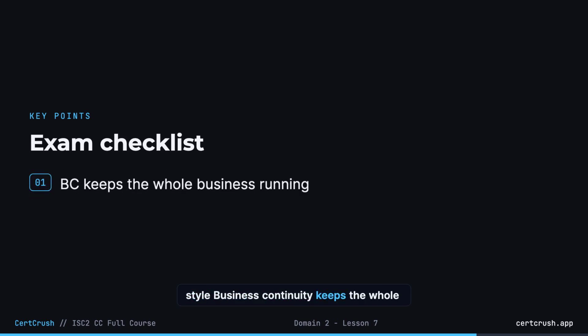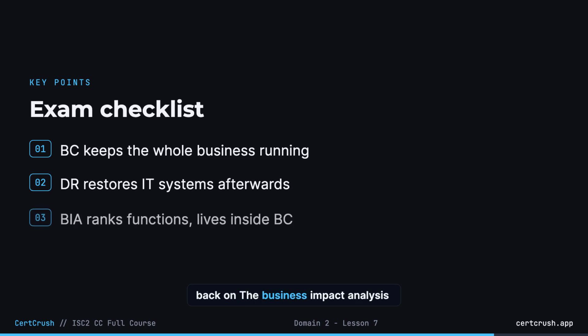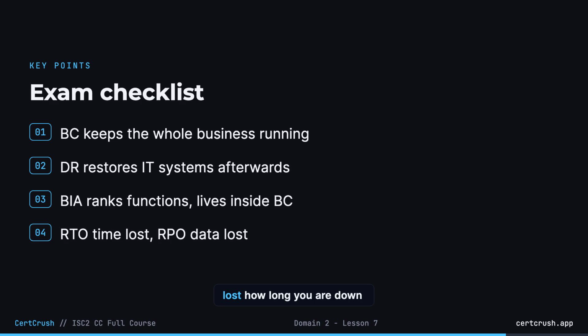Let me pull it together, exam checklist style. Business continuity keeps the whole organization running during a disruption. Disaster recovery restores your IT systems and data afterwards. BC keeps the lights on. DR turns them back on. The business impact analysis ranks your functions so you protect the critical ones first, and it lives inside continuity. RTO is time lost, how long you are down. RPO is data lost, how far back your last backup sits.